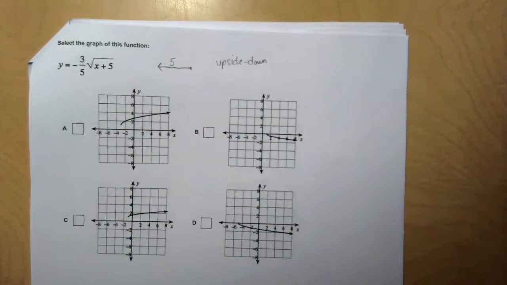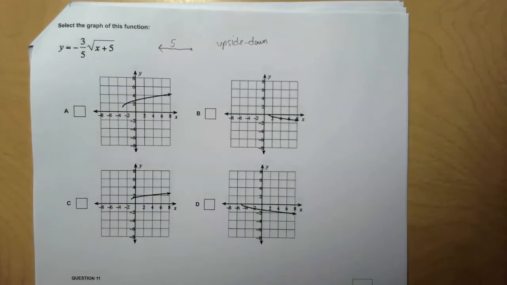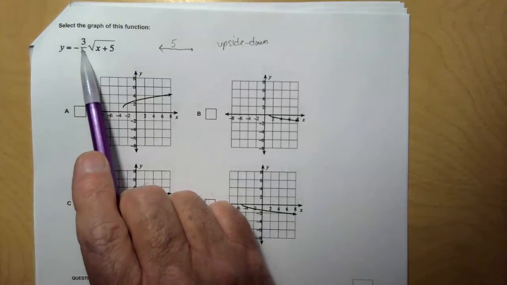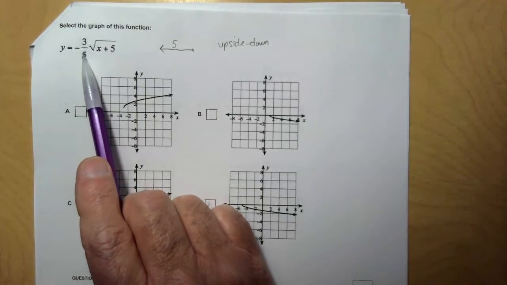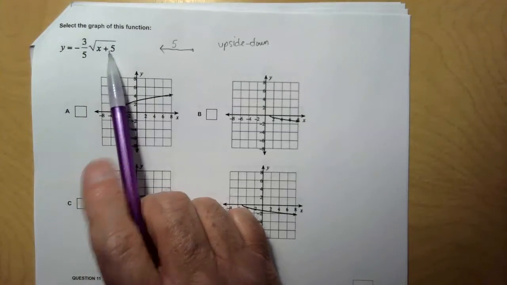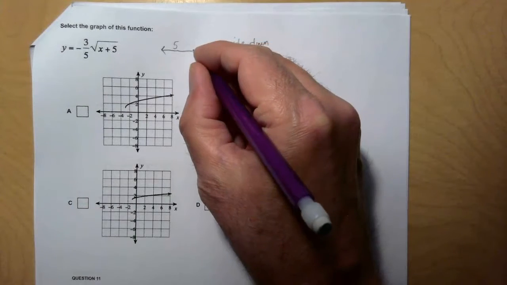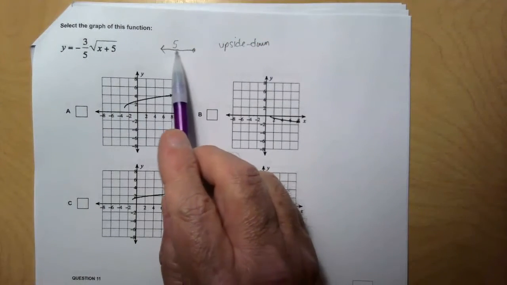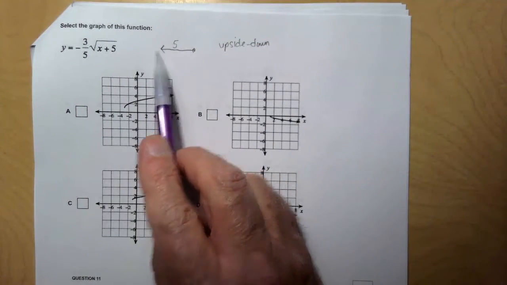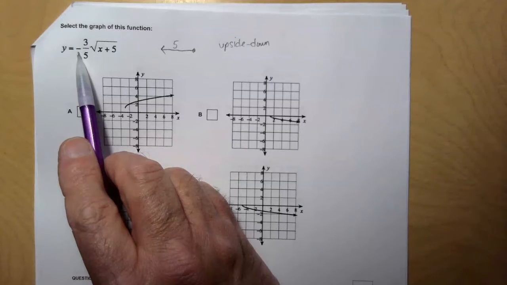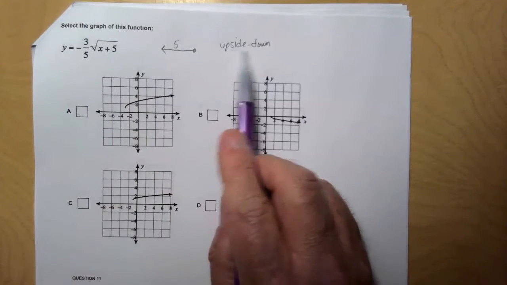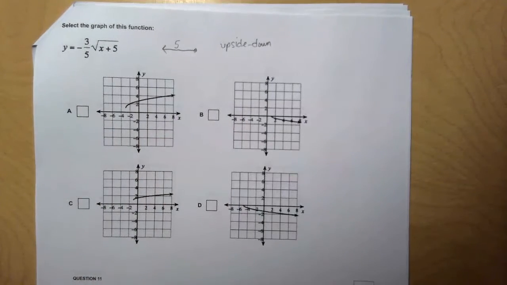All right, this is number 10. All right, this 3/5 makes it a little flatter. The plus 5, again, it starts at the origin right here and moves it back 5. And this negative flips it over. So it's actually going to be kind of upside down. Back 5, upside down. All right.